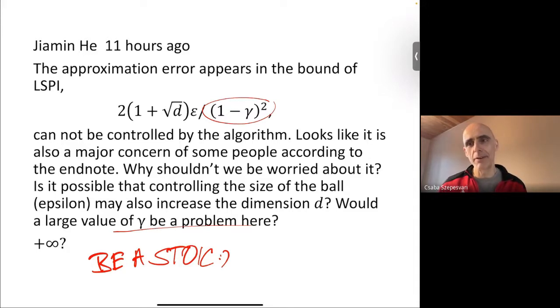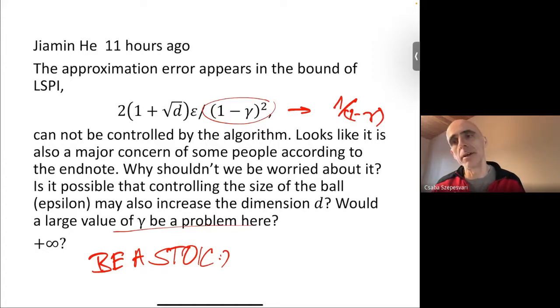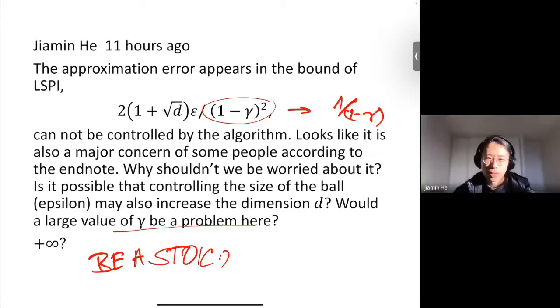So maybe we can control some of that, and then, revealing secrets, later on we're going to see algorithms where this is replaced with 1/(1 minus gamma). So there are better procedures in this respect. The square root of d, worst case, it's got to be there. The 1/(1 minus gamma) squared, no, it doesn't have to be there. And yes, you should be worried about it.